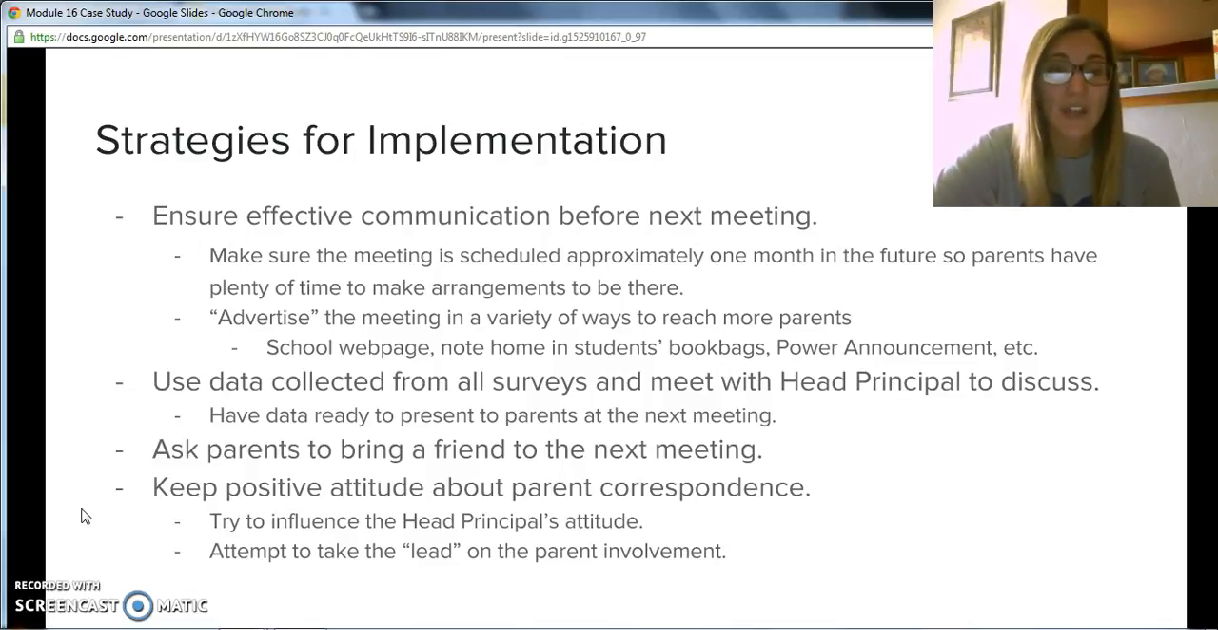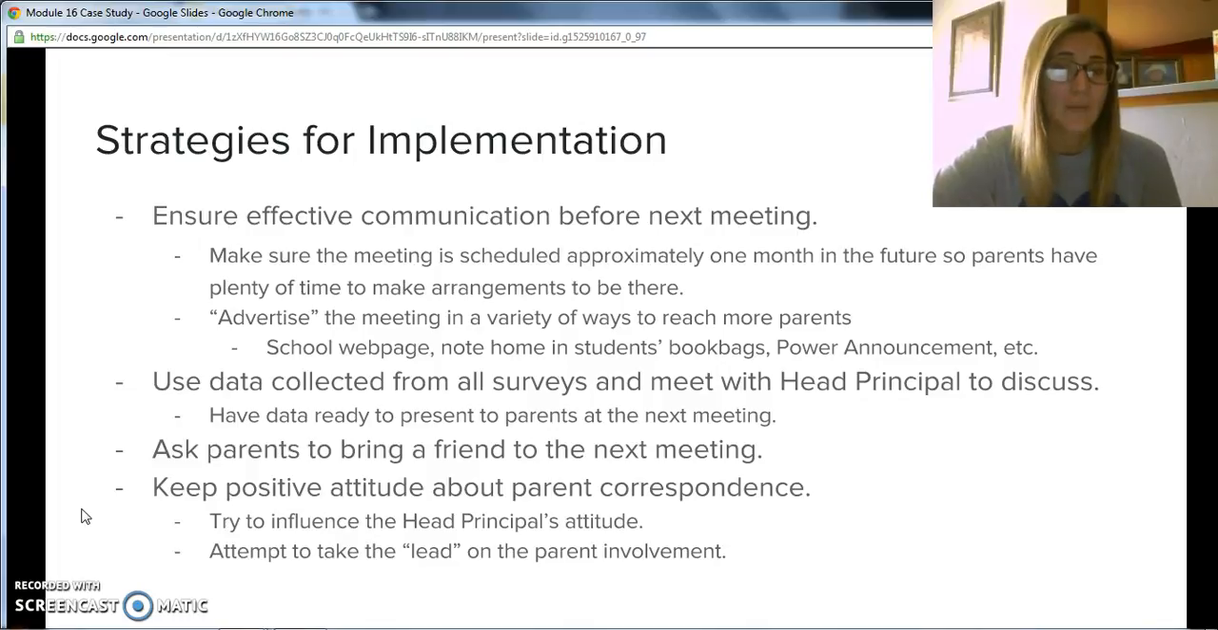I would then use the data collected from all the surveys and meet with the head principal to discuss. So hopefully we have a good amount of surveys returned or completed, so I can show him the amount of involvement that parents are interested in, and then we could talk about it and have that data presentable to the parents at the next meeting.